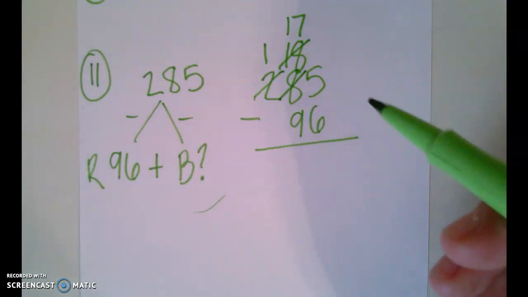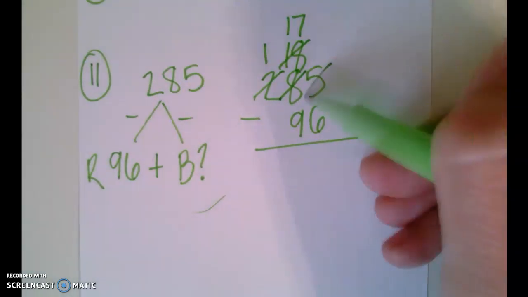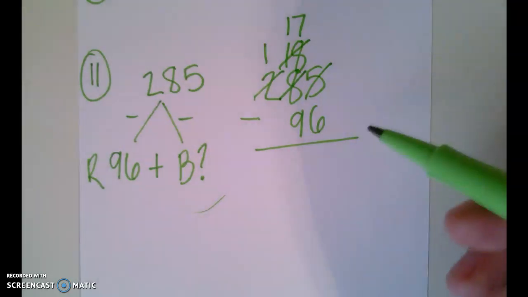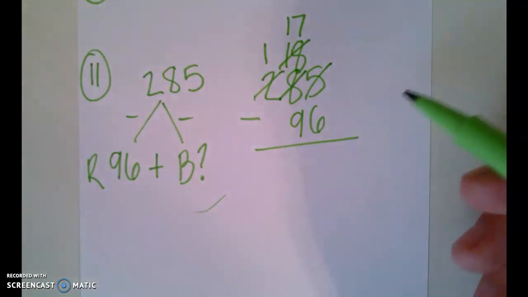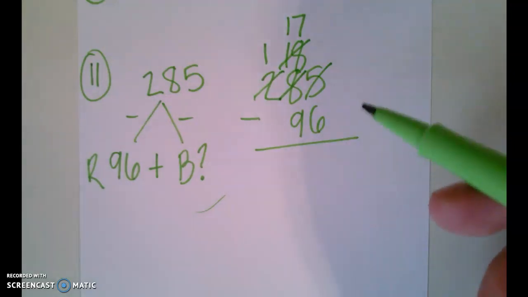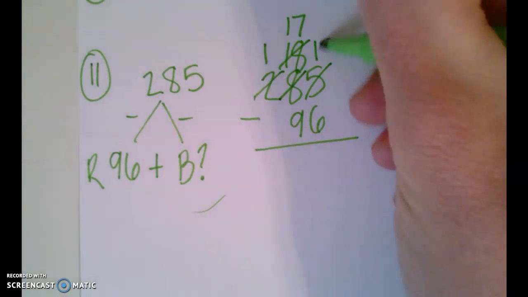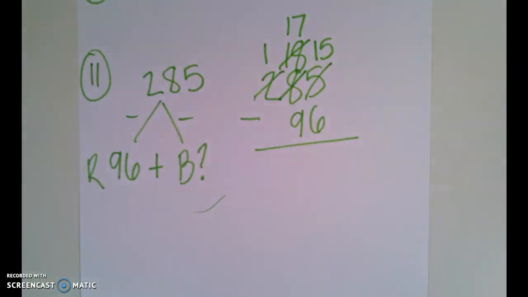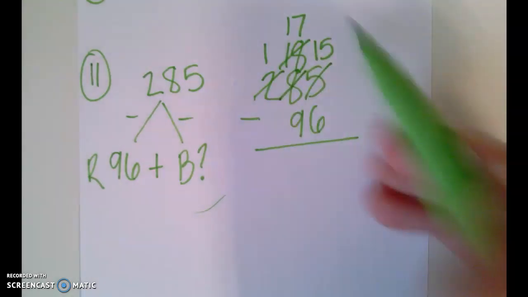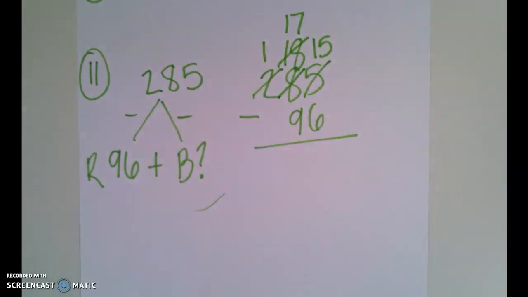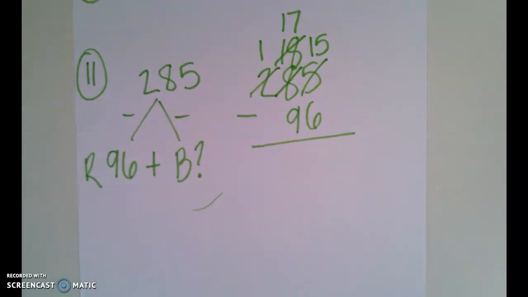What happened to that 1 ten I took away? I ungrouped it to get more ones. And how many ones are in 1 ten? There are 10 ones. Okay, 10 ones plus 5 ones, because I already have 5 ones sitting there, equals 15 ones. Now, can I subtract my number? Yes. Is the value up here still the same for the total? Yes, it is. I just ungrouped and changed things around so that I could subtract and take 96 from 285, but it's still the same value for the total.